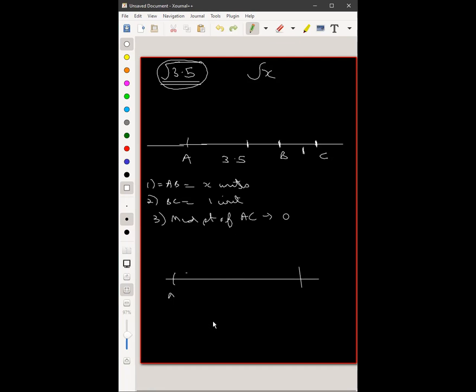So we find the midpoint of AC and we mark that as point O. That's the third step, right? So we find the midpoint of AC.